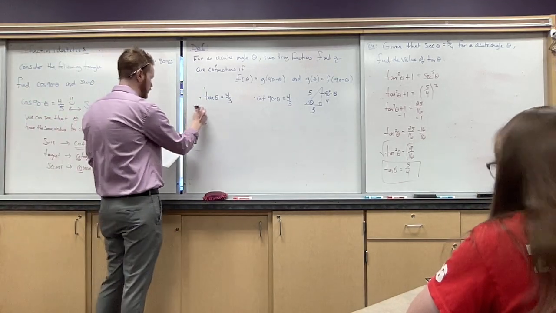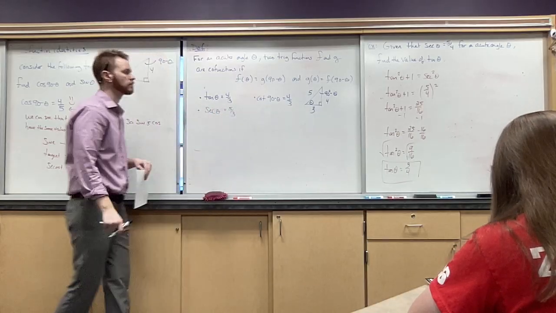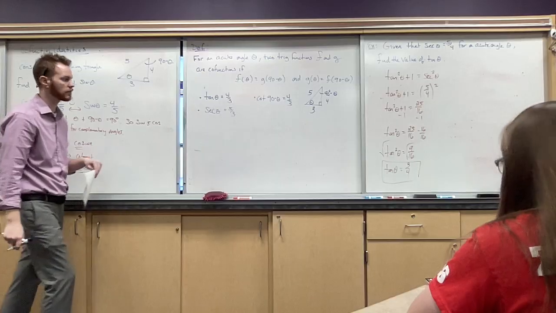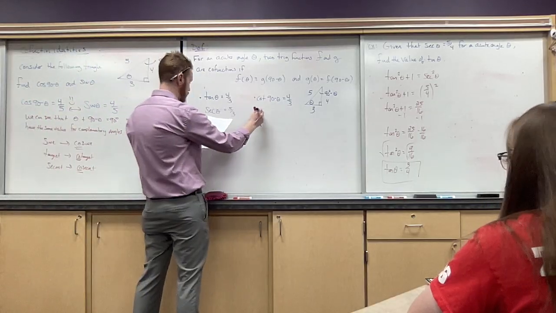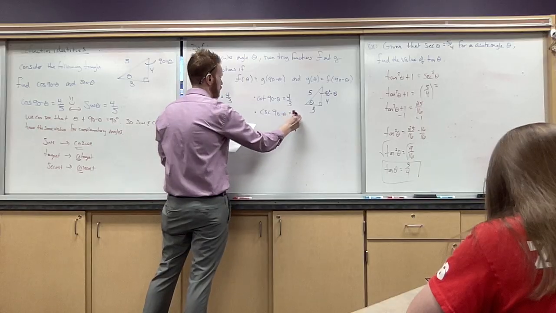And the last one, we can do secant. So secant of theta, which would be 5/3, is your hypotenuse over your adjacent side. With its cofunction, cosecant, 90 minus theta would be 5/3 as well.